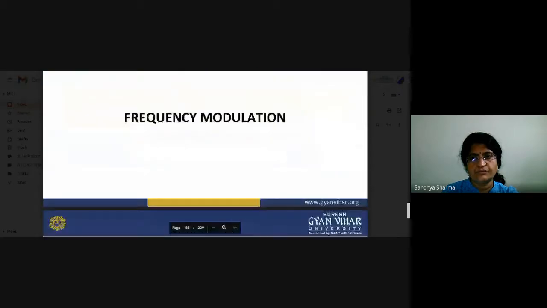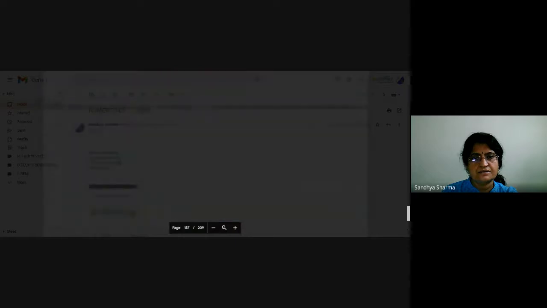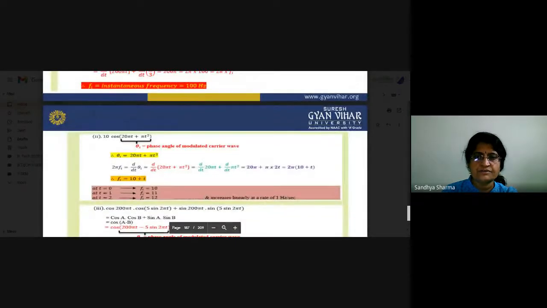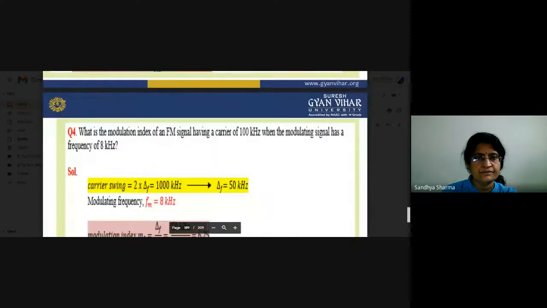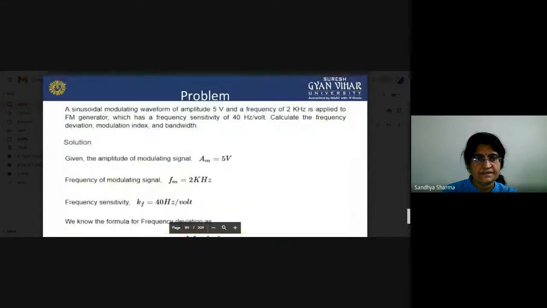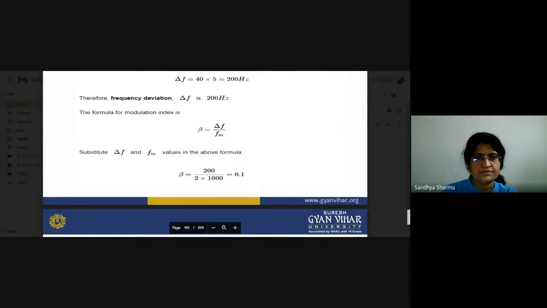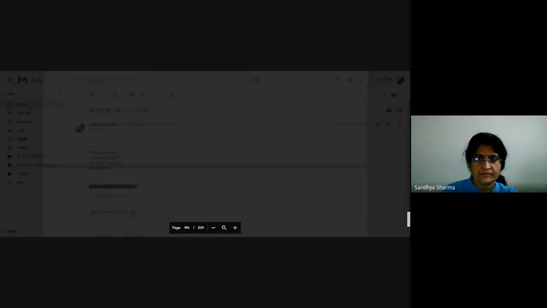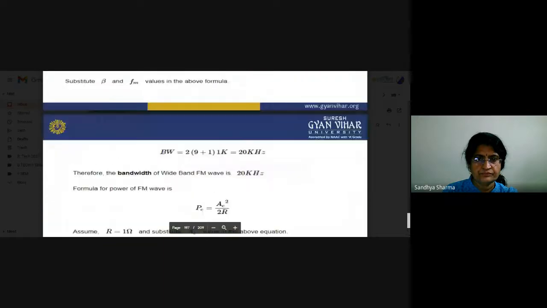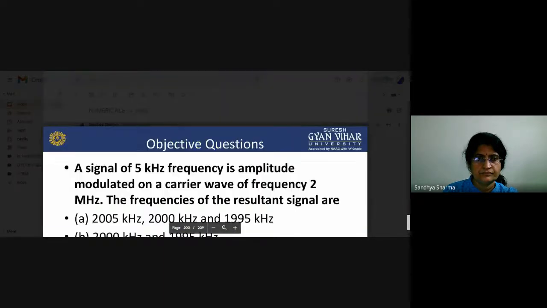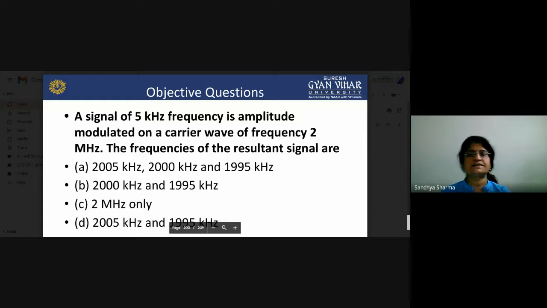Now here we will move to some numerical objective questions which we have to solve. We will discuss some numerical problems here. You can see here a signal of 5 kilohertz frequency is amplitude modulated on a carrier. You have to give the frequencies of the resultant signals.